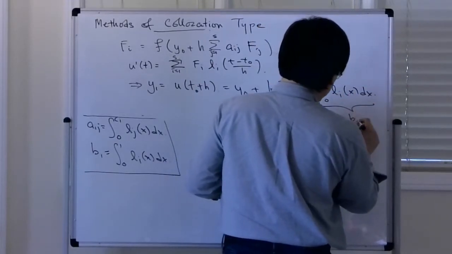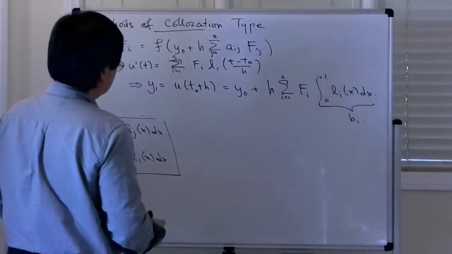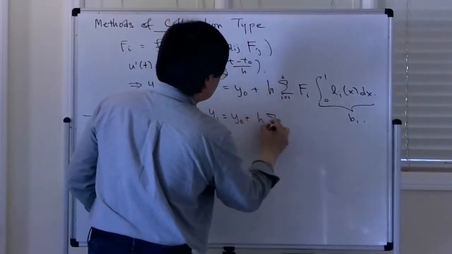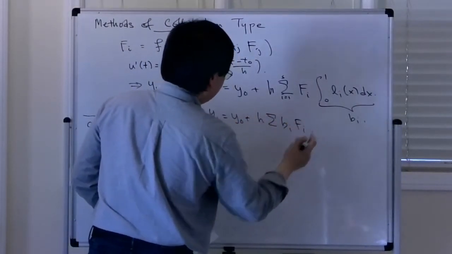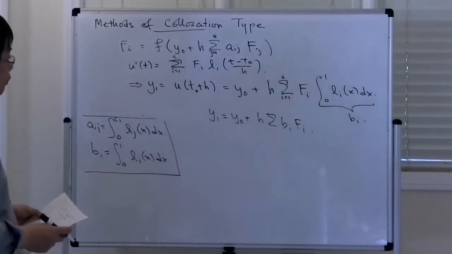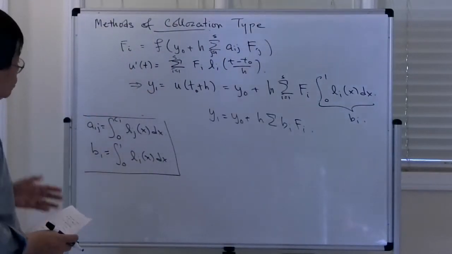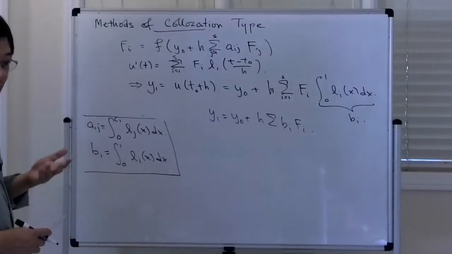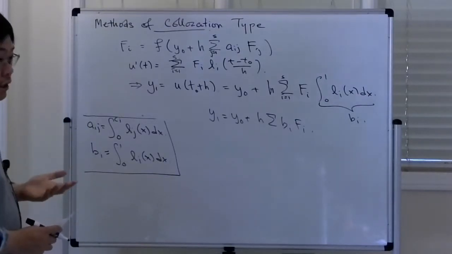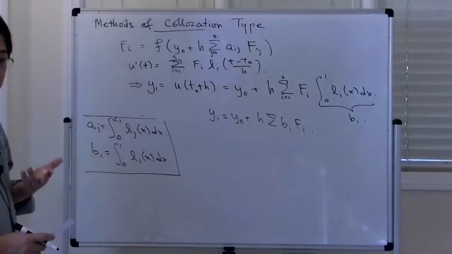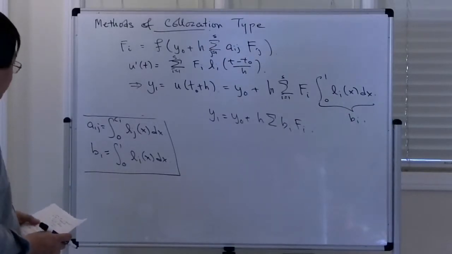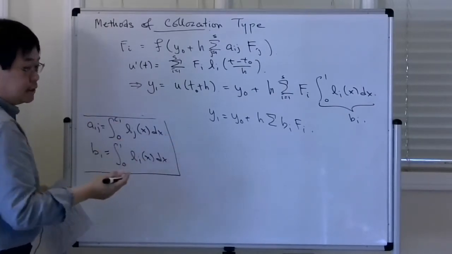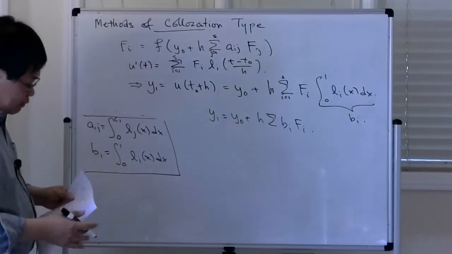And again, these are the bi's. Okay, so this is telling you that y1 is equal to y0 plus h sum of bi fi, which is, of course, the usual form of a Runge-Kutta method. So in any case, what this is basically telling you is that if you look at these methods of collocation type in practice, they reduce to a very specific type of Runge-Kutta algorithm, where the aij's and the bi's are given in the following way once you specify the collocation points c1 to cs.